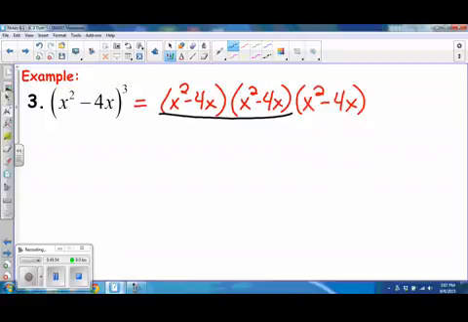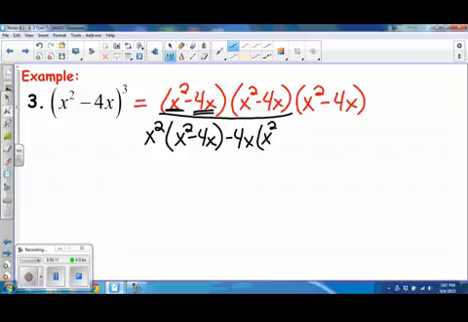Okay, so first we're going to distribute the x squared. So we have x squared times x squared minus 4x. And then we have negative 4x times x squared minus 4x. I'm just not worried about this right now. Once we get our answer, I'll bring that down and we'll multiply that.